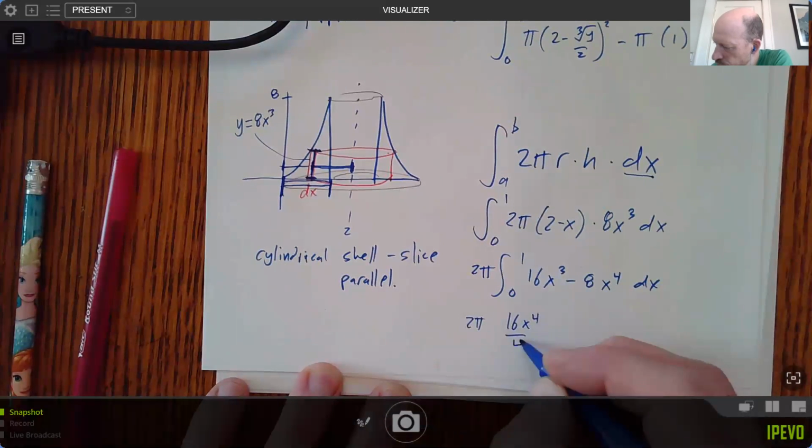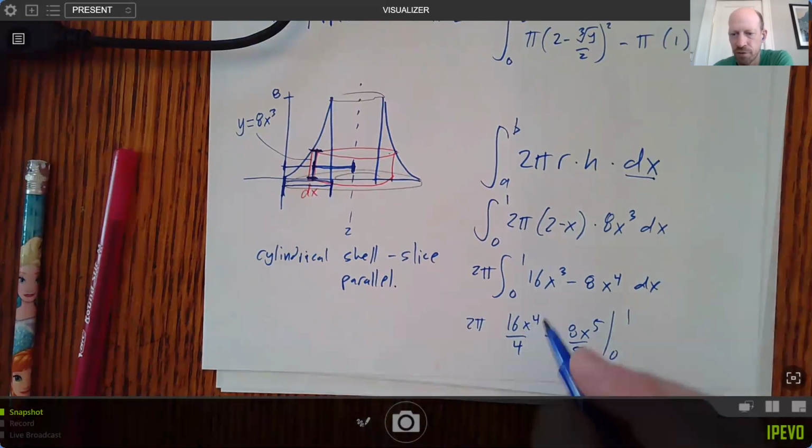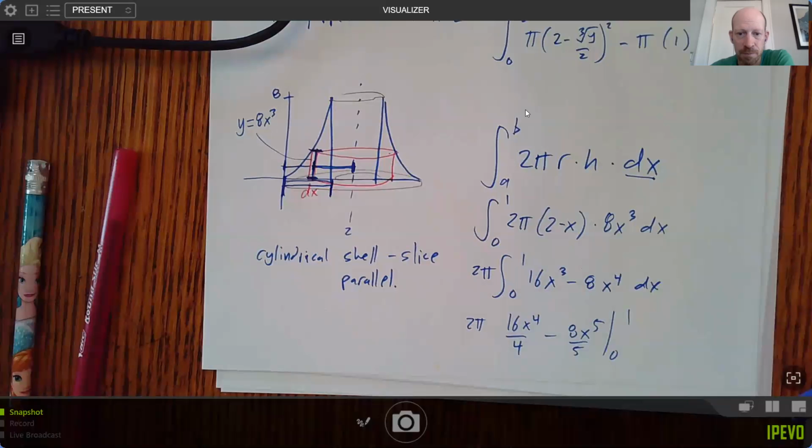16x to the 4th over 4 minus 8x to the 5th over 5, from 0 to 1, right? That's my antiderivative. It looks like just a softball in terms of the antiderivative. Now, again, I don't mean to disparage this, because this is a big deal, right? This is what we talked about on Tuesday as our fundamental human thought experiment, but it is actually pretty easy to do because it's just a polynomial.